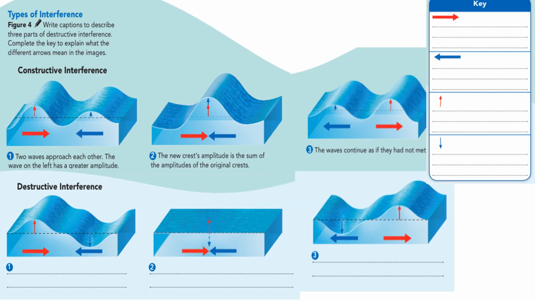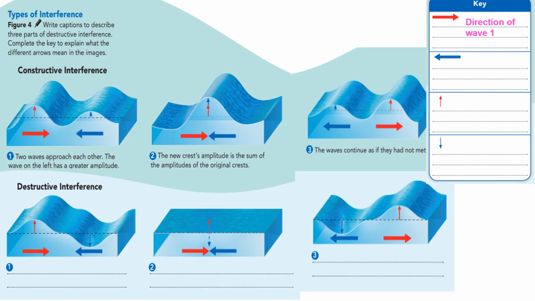All right, so reviewing that stuff that we just did with Figure 4, types of interference. Write captions to describe 3 parts of destructive interference. Complete the key to explain what the different arrows mean in the images. So first we're going to start with the key.